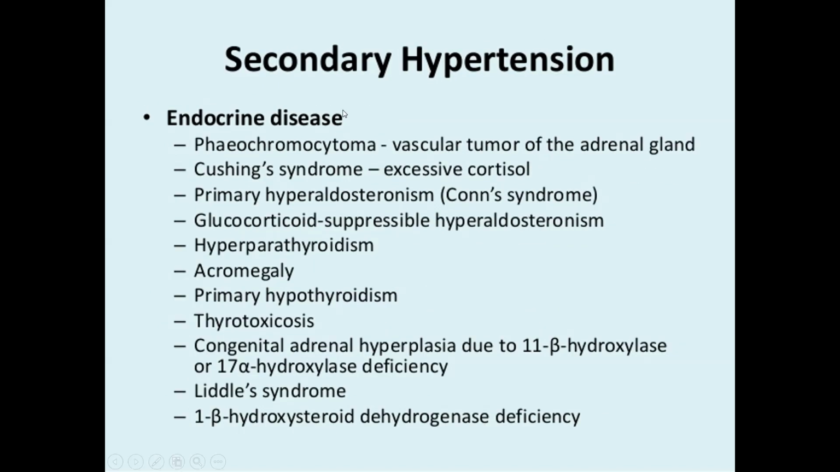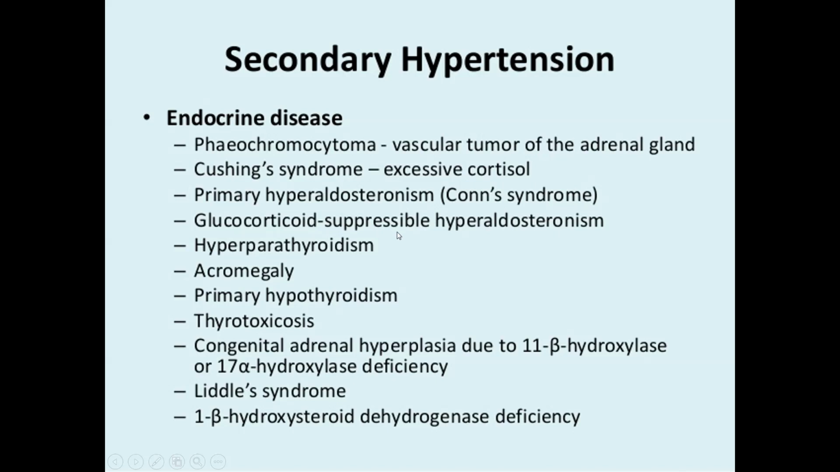Secondary hypertension: we will start with endocrine diseases. I will elaborate on them briefly because you are going to read them in detail in your endocrinology lectures. Pheochromocytoma is a tumor with episodic severe hypertension, and basically it's a vascular tumor of the adrenal glands. Cushing syndrome, which can be due to some tumor or iatrogenic due to excessive steroid intake for different reasons, can end up with excessive cortisol and can cause secondary hypertension. Primary hyperaldosteronism is also known as Conn syndrome.